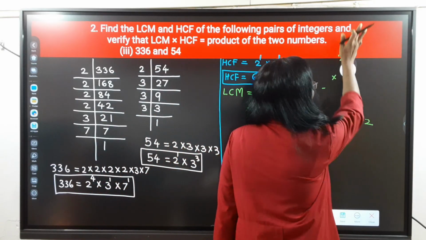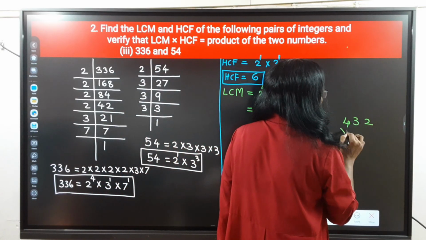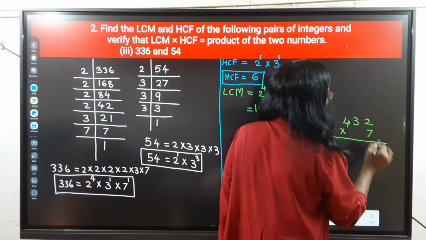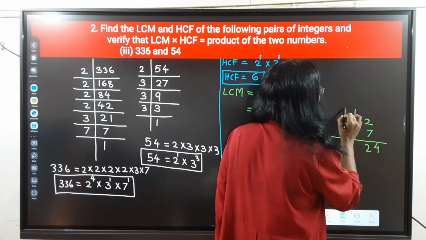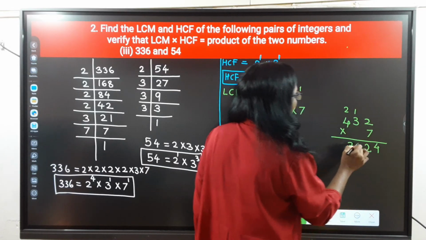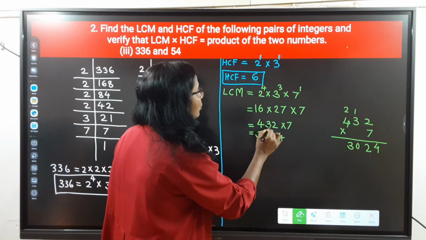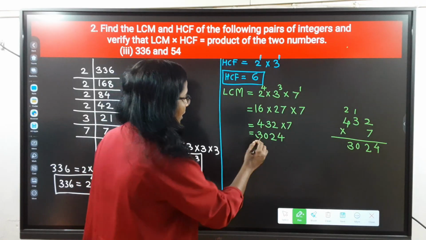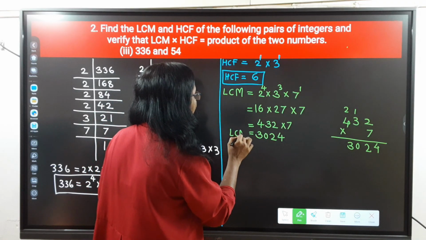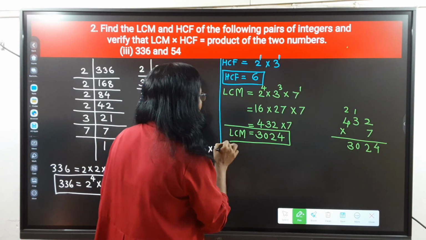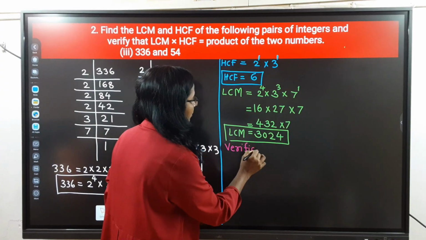So now here 432 multiplied 7. So 7 2s are 14. So 8, 21, 22, then 28 and then 30. So 3024. So the product of 432 and the 7 is 3024. So that's why LCM is equal to 3024. Okay students.